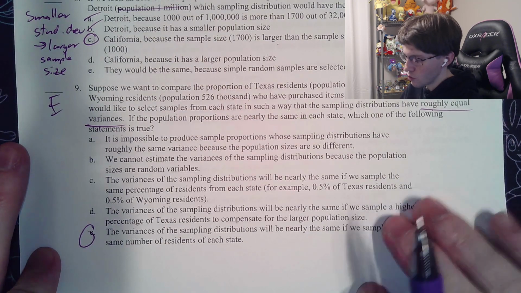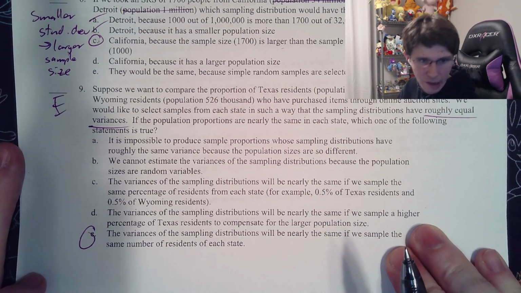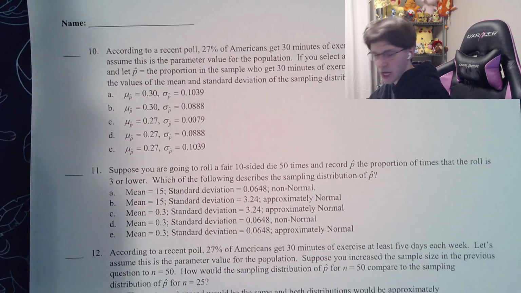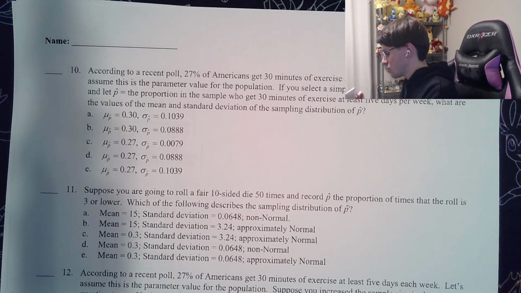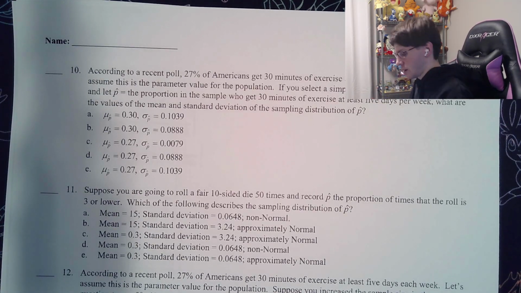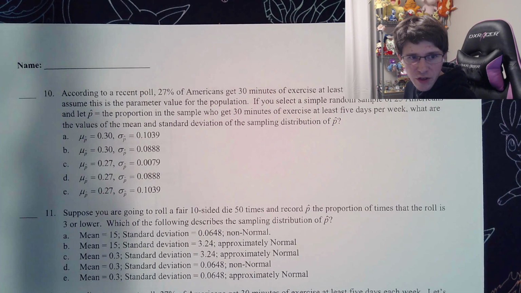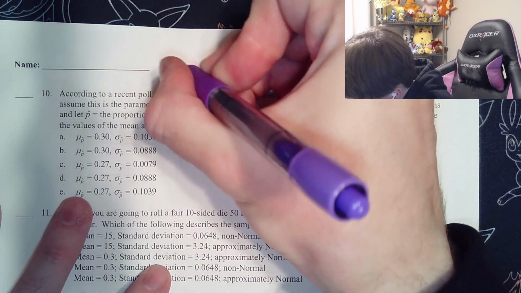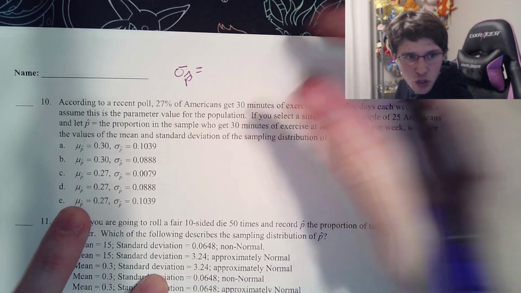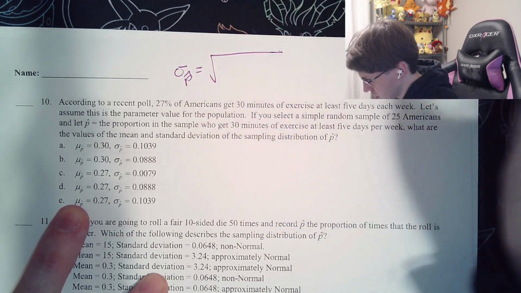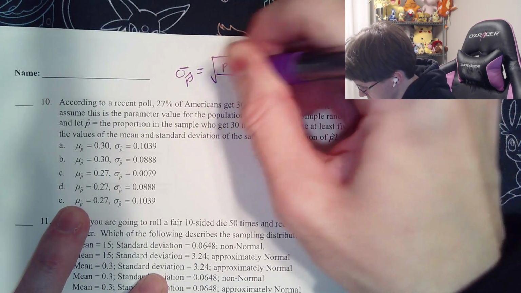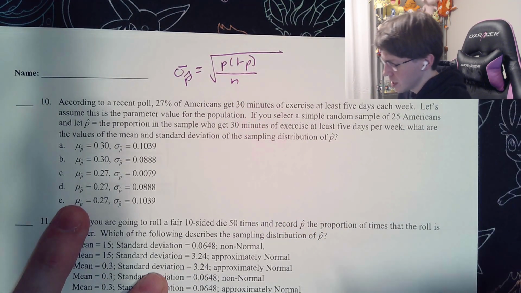Easy peasy. Moving on to question number 10. Let's do it. All right. So number 10, we are going to our formulas. We already briefly discussed our formula rule for the p-hat standard deviation, just in case you forgot it already. The standard deviation of our sampling distribution of the sample proportion is the square root of p multiplied by 1 minus p, divided by n.